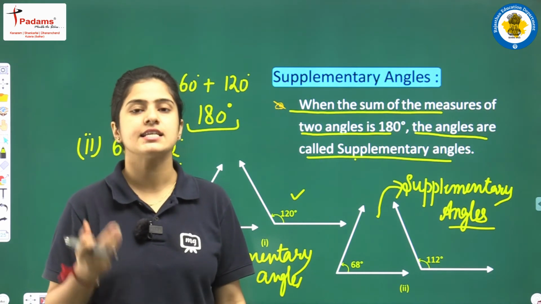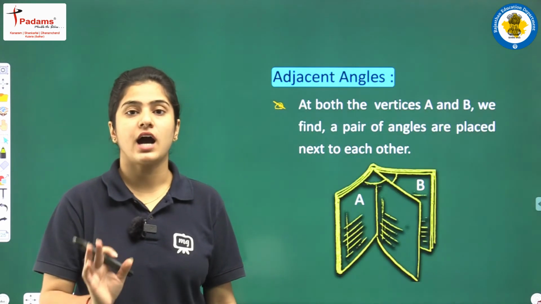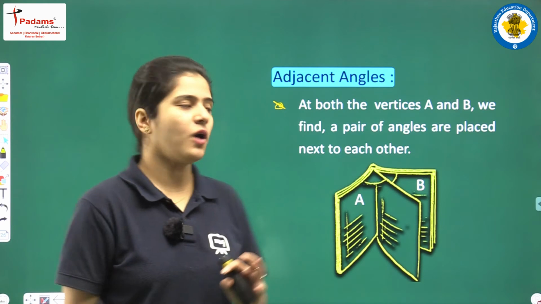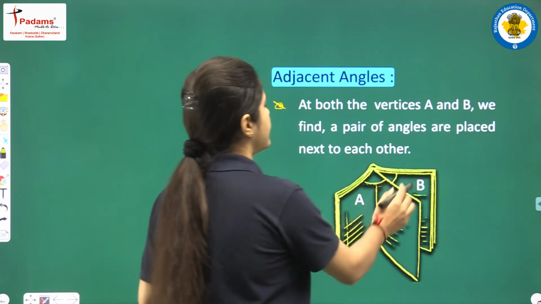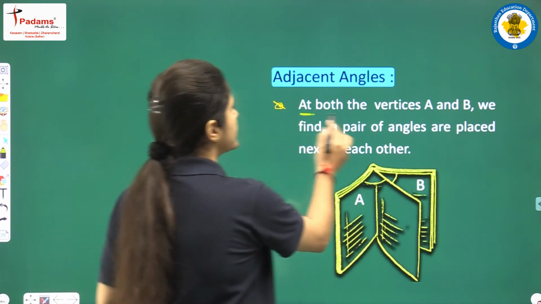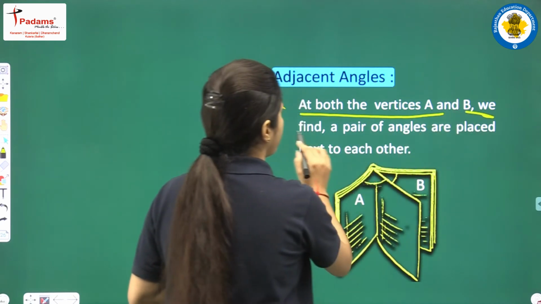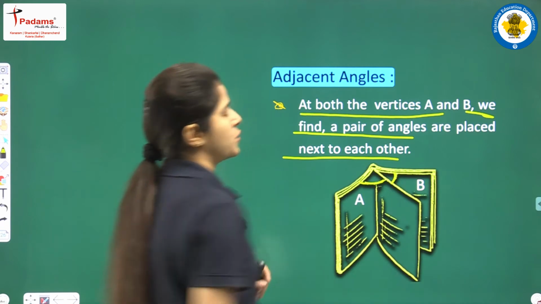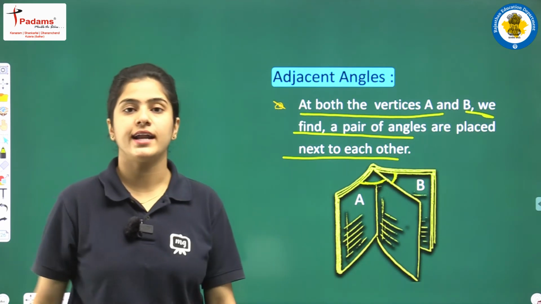of angles, that is adjacent angles. What are adjacent angles, students? They are also called neighboring angles. Okay, how? This is vertex A and this is vertex B. So at both the vertices A and B, we find a pair of angles like this angle and this angle are placed next to each other. These two angles are called adjacent angles.